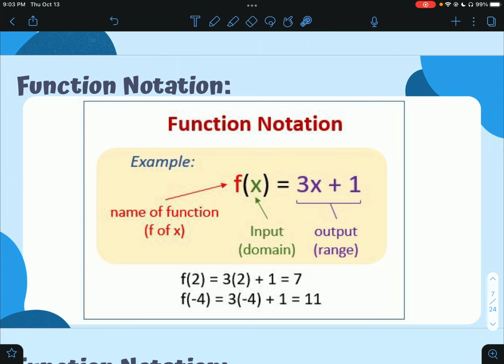So we should notice right here, f of 2 for this situation, where the x was, it was replaced with a 2. From there, we simplified. 3 times 2 is 6, plus 1, we get 7. We do the same thing with negative 4, and we get 11.